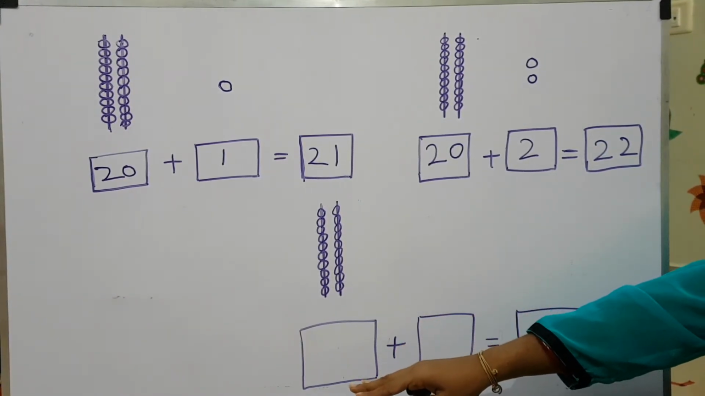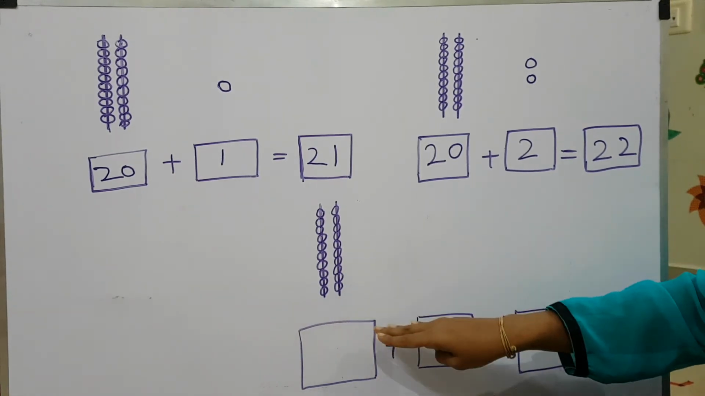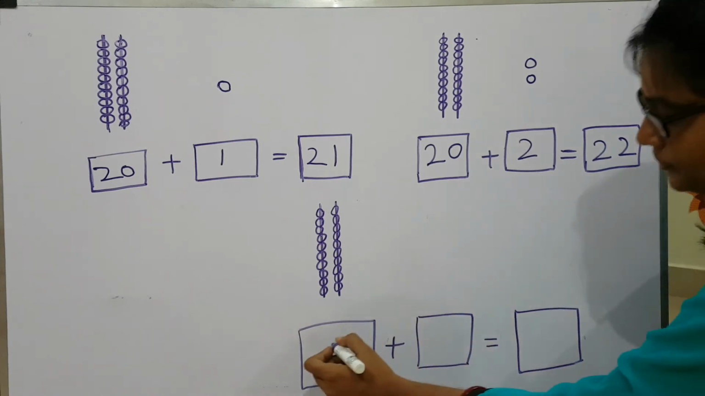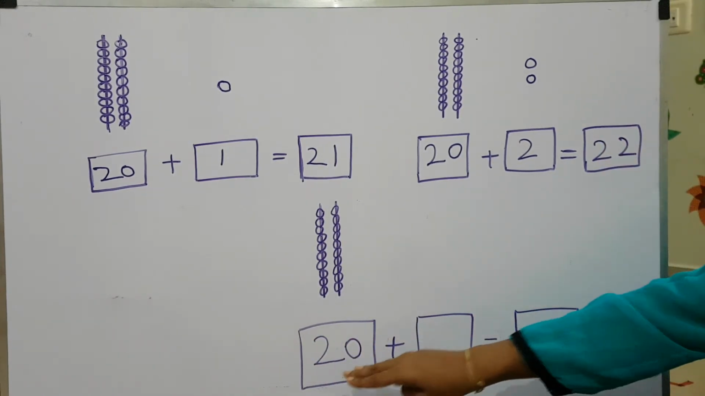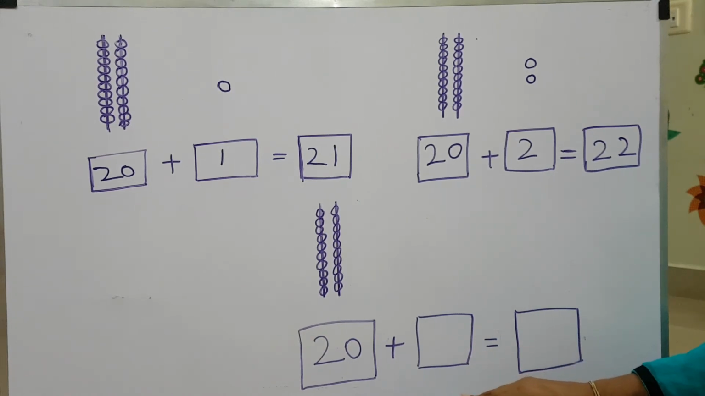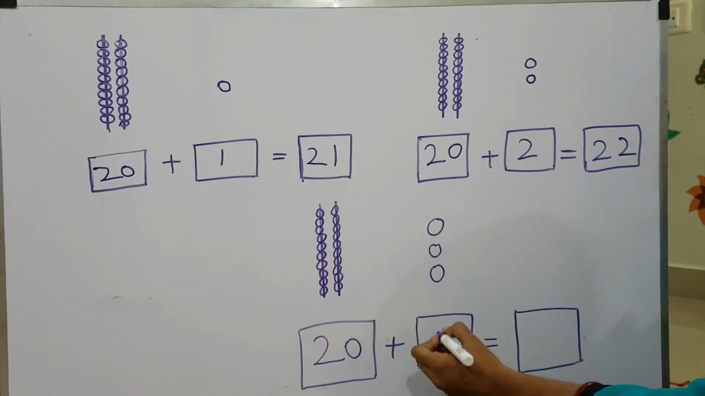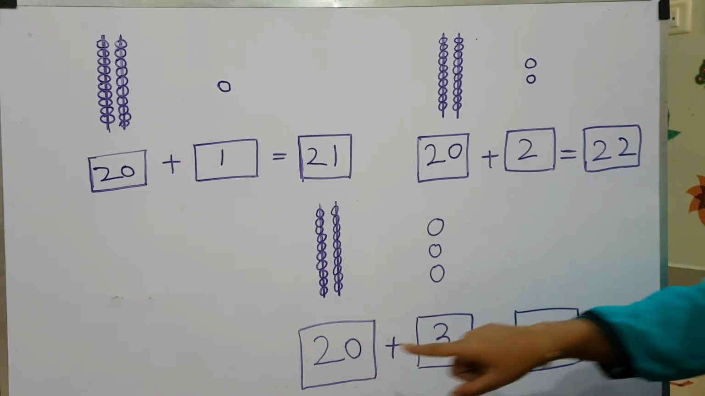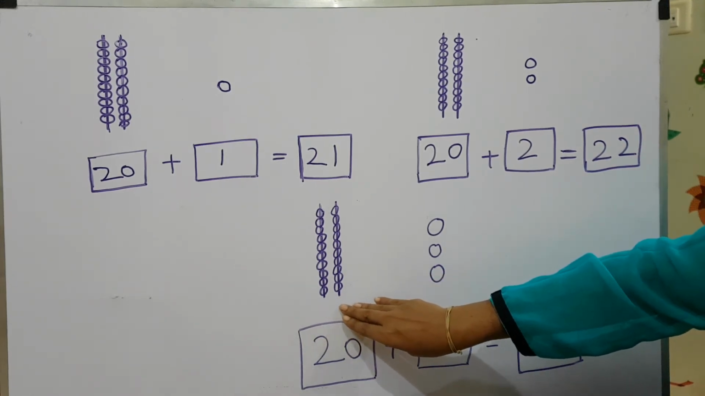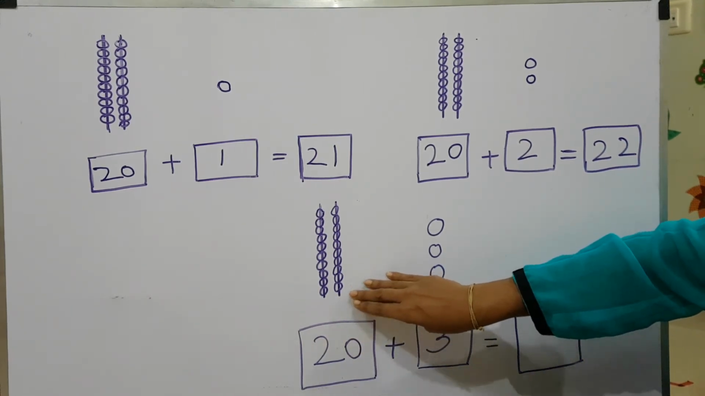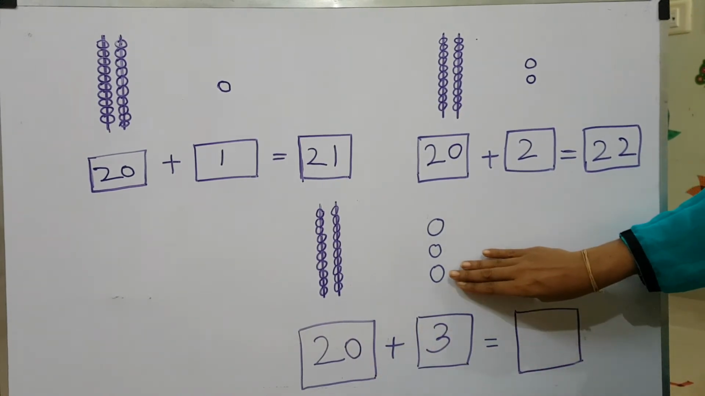After 22 comes 23. Are you all able to see here? Okay. So these are bars of tens. 2 tens make 20. 20 and 3 makes 23. 1, 2, 3. 20 and 3 makes 23. This is a bar of 10. There is another bar of 10. 2 tens make 20. 21, 22, 23.